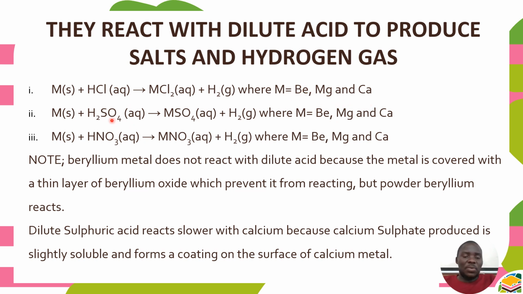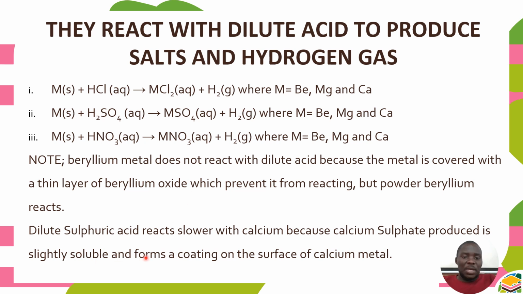They can also react with sulfuric acid. They can also react with nitric acid. Beryllium metal does not react with dilute acid because the metal is covered with a thin layer of beryllium oxide, which prevents it from reacting, but powder beryllium may react with dilute acid.